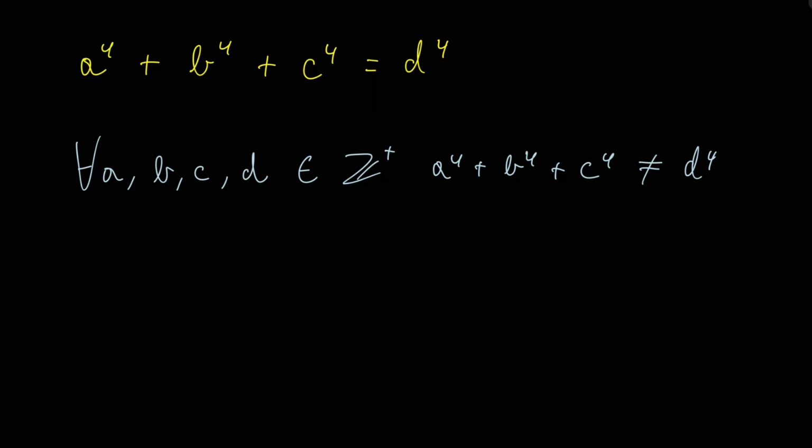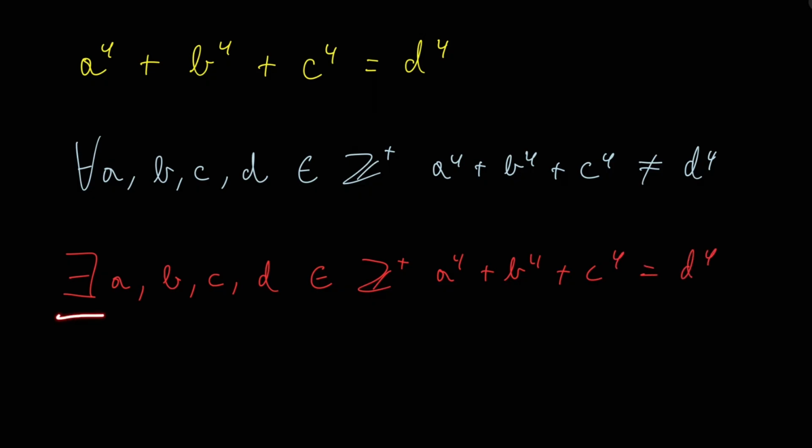In 1987, Noam Elkies found a counterexample. That means this universal statement is actually false. So we can also express this as an existential truth. We can say that there exists a, b, c, and d in positive integers such that a to the fourth plus b to the fourth plus c to the fourth equals d to the fourth. This is logically the negation of the universal claim.